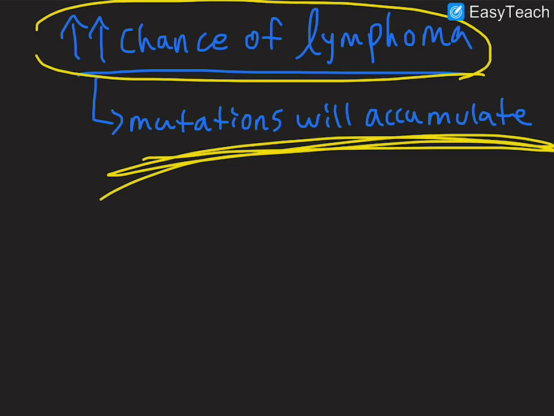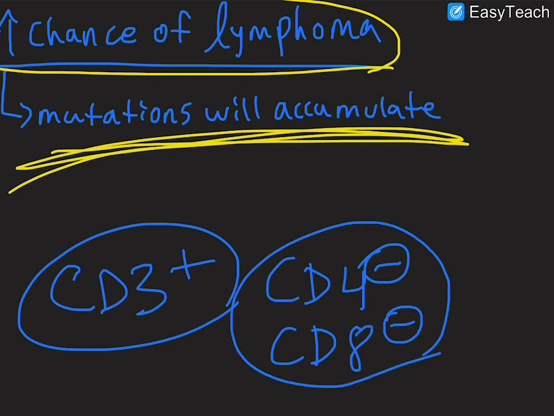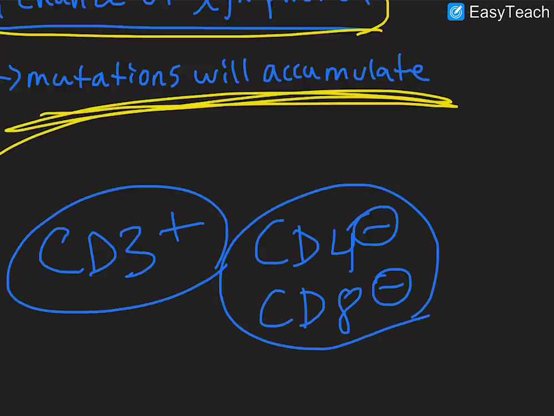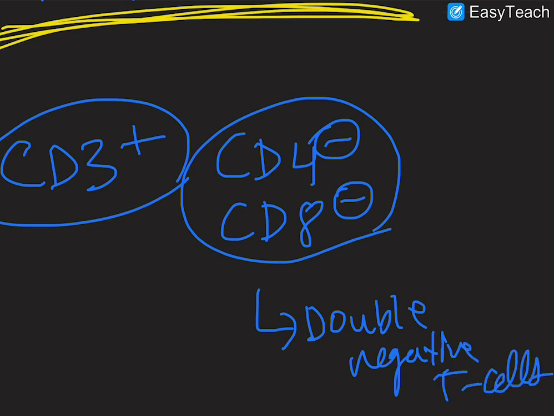So here's what I mean. In this syndrome, what you can see is something called double negative T cells. You still have CD3, but you'll see no CD4 and no CD8. So that's why it's called double negative T cells. You may see this in autoimmune lymphoproliferative syndrome.